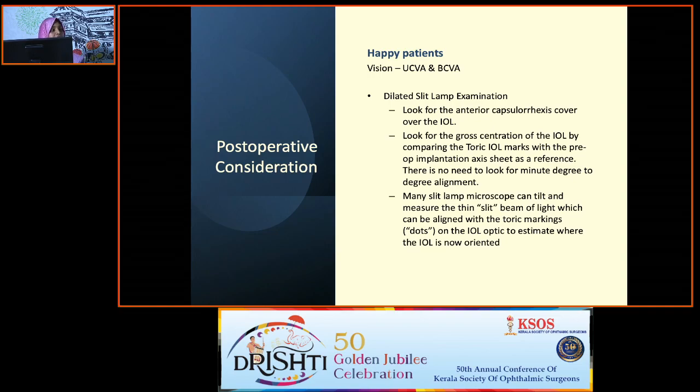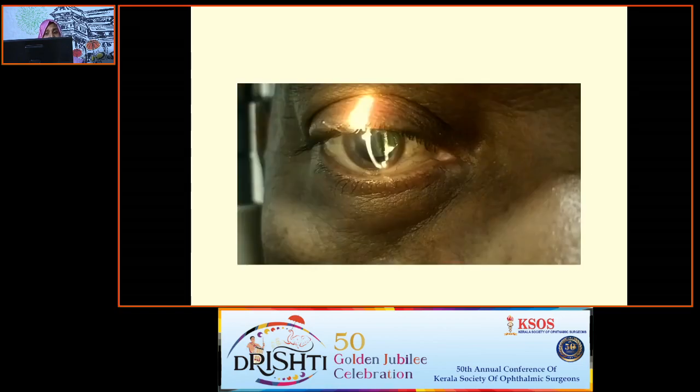In happy patients, we have to check uncorrected visual acuity and best corrected visual acuity, whether they have achieved the expected target vision. Then we have to dilate and examine under the slit lamp. Look for the anterior capsule rhexis covering the IOL. Look for gross centration of the IOL by comparing the toric IOL marks with the pre-op implantation axis sheet as reference. There is no need to look for minute degree-to-degree alignment. Many slit lamps can tilt and produce a thin slit beam of light, which can be aligned with the toric markings, that is the dots on the IOL optic, to estimate where the IOL is now oriented.